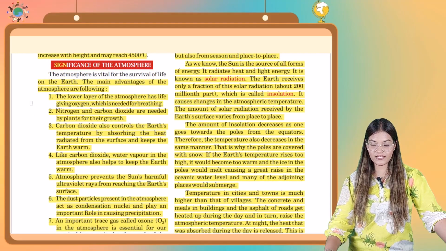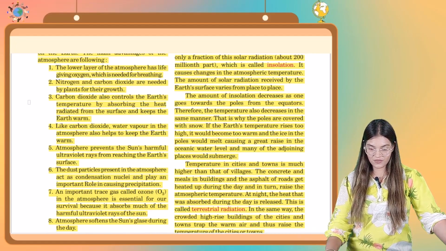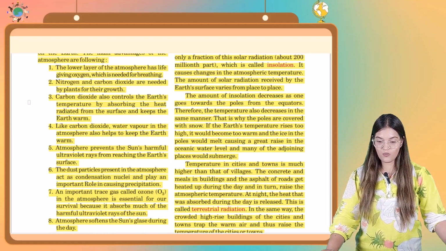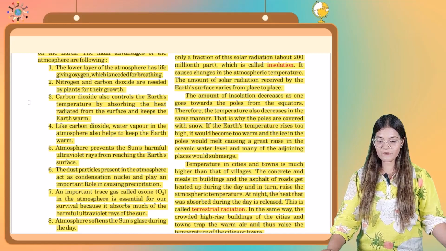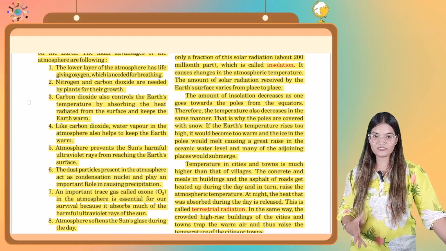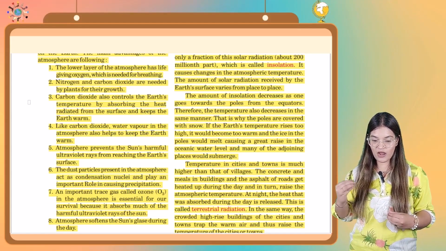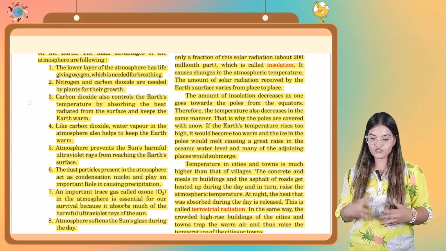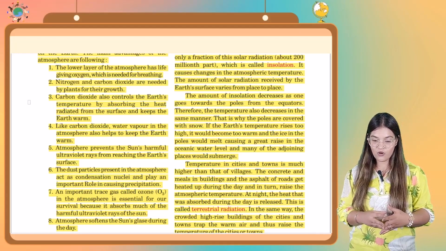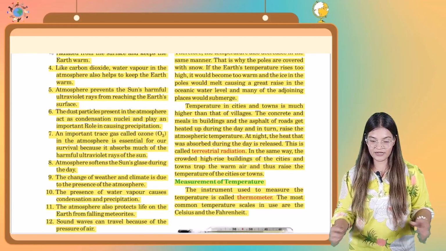The amount of solar radiation received by the earth's surface varies from one place to another. The amount of insolation decreases as one goes towards the poles from the equator. Therefore, the temperature also decreases in the same manner. That is why the poles are covered with snow. तभी जो poles होते हैं, that is covered with the snow. If the earth's temperature rises too high, it would become too warm and the ice at the poles would melt, causing a great rise in the oceanic water level, and many of the adjoining places would submerge.